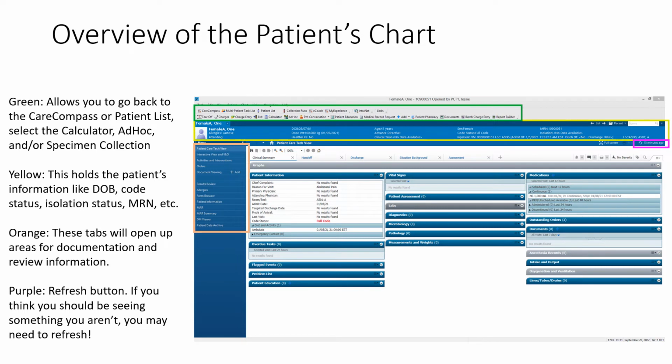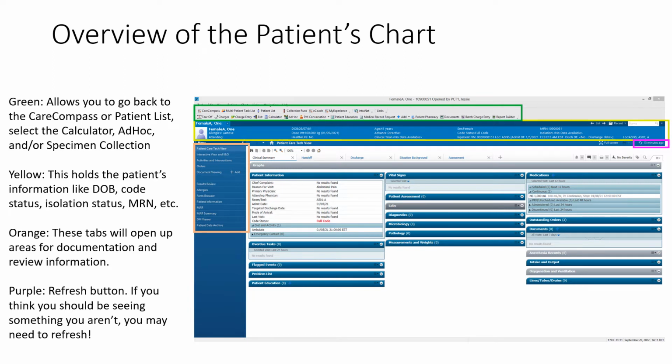Things like interactive view and I&O you will use quite often for most of your documentation. Activities and interventions holds more tasks and another view for tasks. Orders, of course, is going to be the orders for your patient that you can review. Document viewing will have different documents that have been placed by other providers in the patient's chart. Results view holds a lot of the vital signs and labs and x-rays, radiology scans.